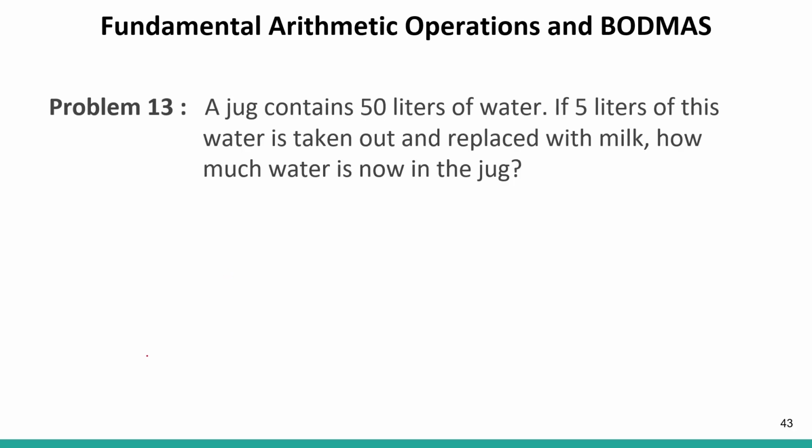So let's see problem number 13. A jug contains 50 liters of water. If 5 liters of water is taken out and replaced with milk, how much water is now in the jug? So there is a jug, 50 liters of water, 5 liters of water is taken out and replaced with milk.